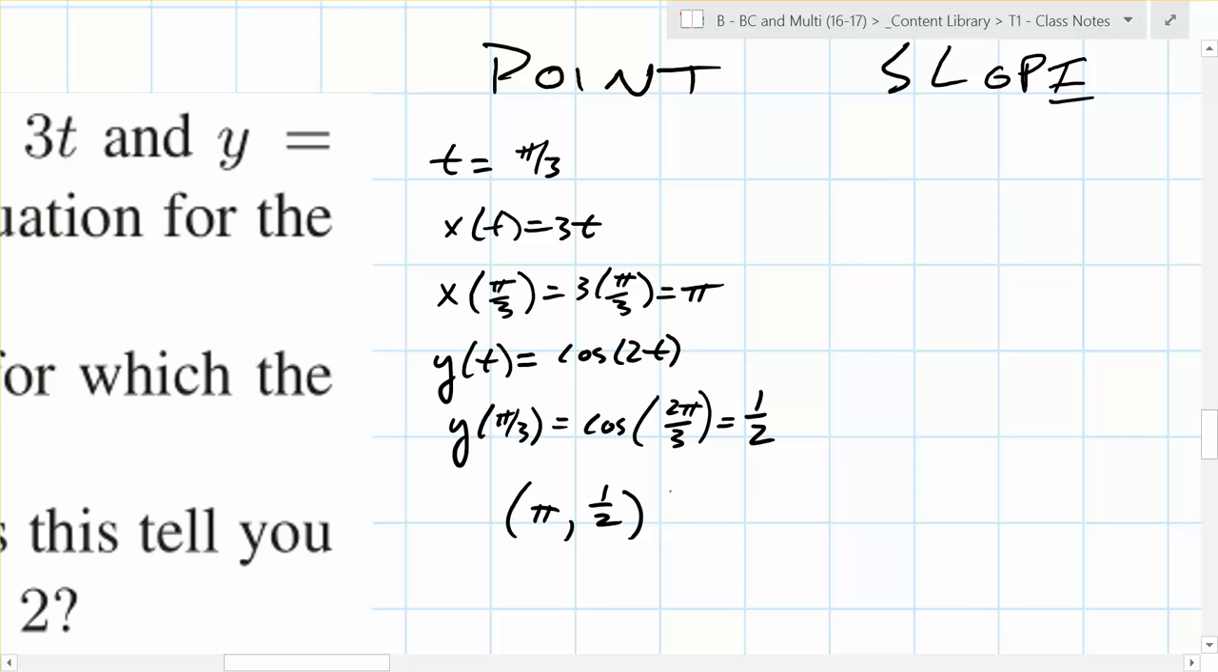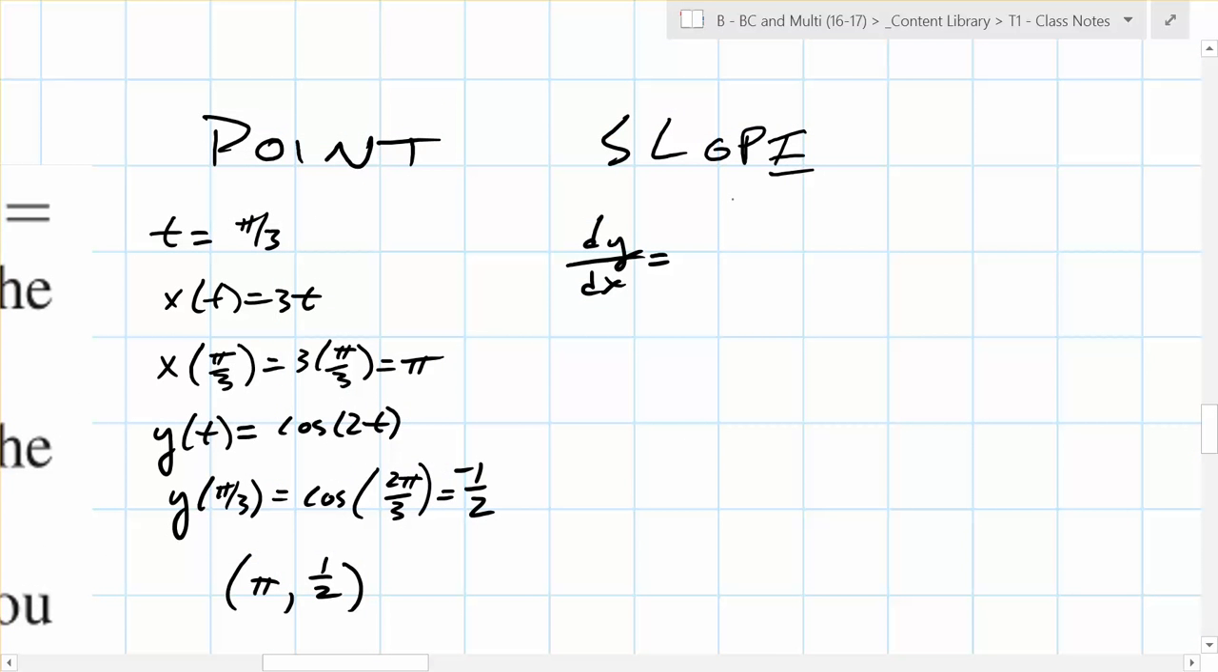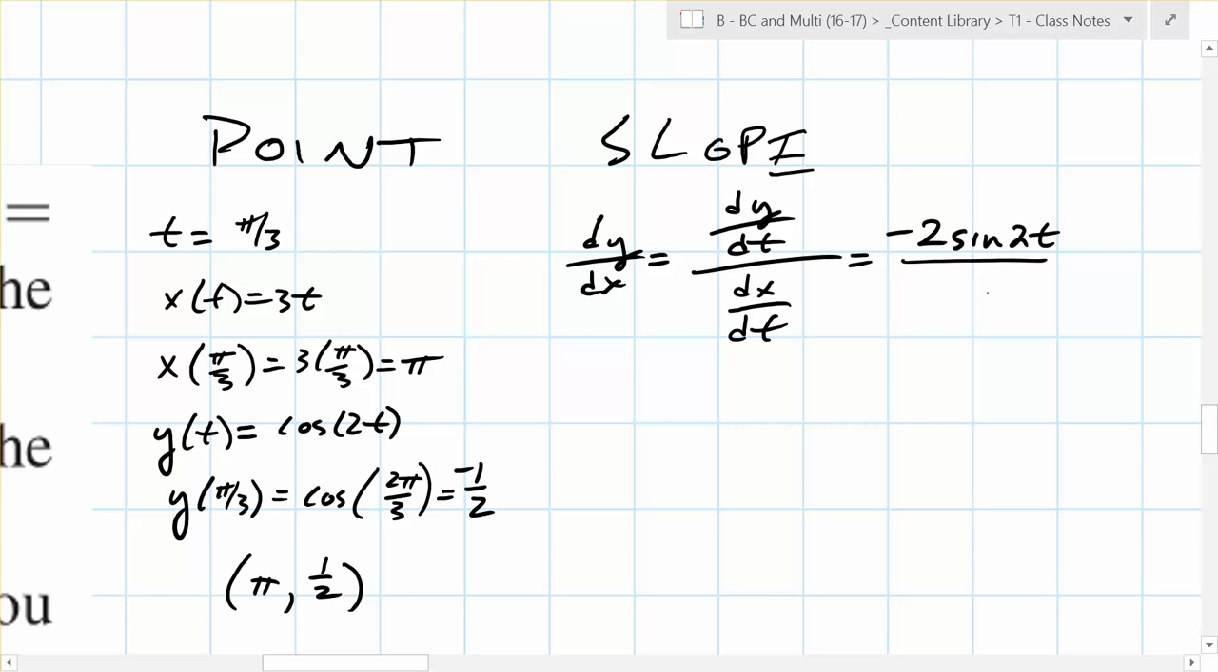How do you find the slope? Well, dy/dx, you know that that's equal to dy/dt over dx/dt. So when you did dy/dt, what'd you get? Negative 2 sine of 2t, right? Isn't it negative 2 sine of 2t? Yeah. And what's dx/dt?